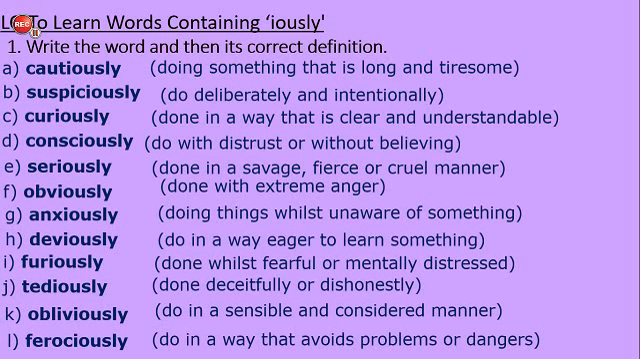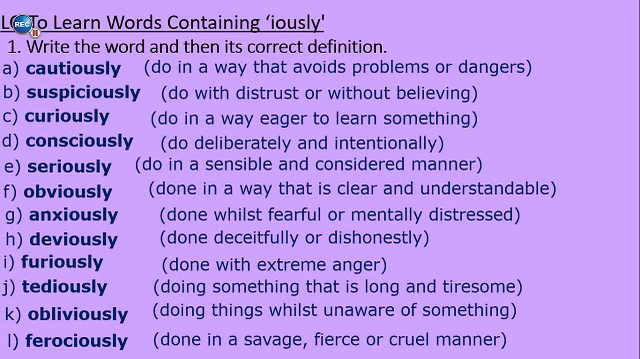Here come the answers. Doing something cautiously is doing something in a way that avoids problems and dangers. Doing something suspiciously is doing something with distrust or without believing. Doing something curiously is doing something in a way eager to learn something. Doing something cautiously is doing something deliberately and intentionally. Doing something seriously is doing something in a sensible and considered manner. Doing something obviously is something done in a way that is clear and understandable.